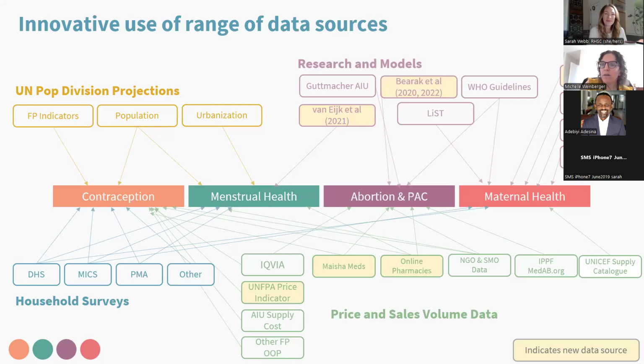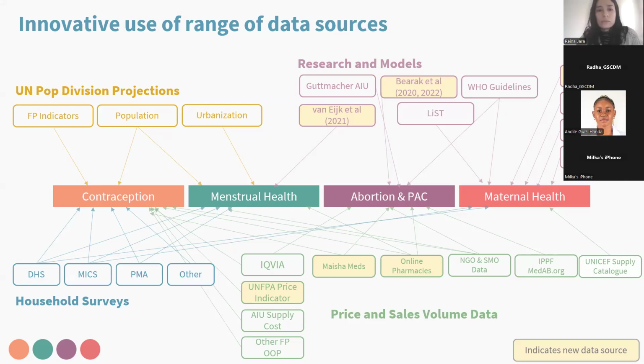So this image is showing all of the different types of data that feed into LEAP. And you can see that we're pulling together a wide range of different data sources. So we're using projections from the UN Population Division. We're getting a whole lot of different information out of household surveys like DHS and MICS and PMA. We use research and other models to get inputs around the prevalence of different diseases, abortion incidence, different needs. And then we also draw on price and sales volume data from a range of different sources, trying to look at both public and private sector price points for supplies.